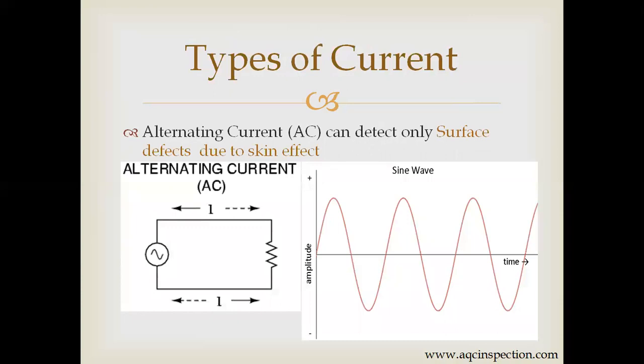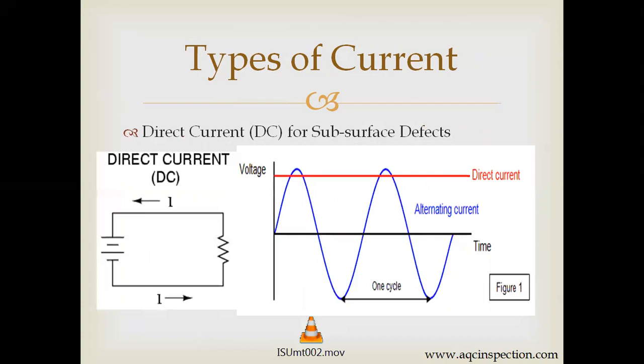Here for MPI inspection, we can use either an alternating current or a direct current. Remember, alternating current can detect only surface defects due to the skin effect caused by AC current, and DC current can identify subsurface defects.